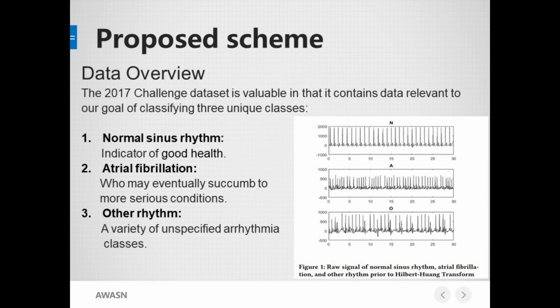The first class, normal sinus rhythm, is a class indicating good health. On the other hand, atrial fibrillation includes the heart rhythms of those who may eventually succumb to more serious conditions. We can see from the right-hand side picture that the ECG representation of atrial fibrillation is characterized by rapid heart rhythm that is erratic and irregular. Last but not least, we have other rhythms, where irregular patterns can also be observed.